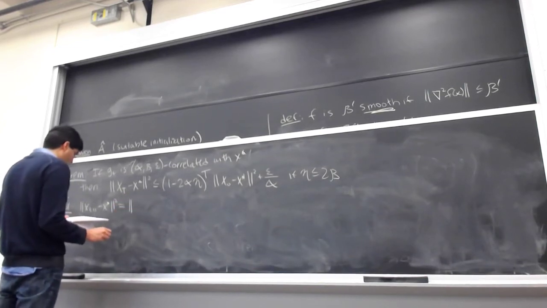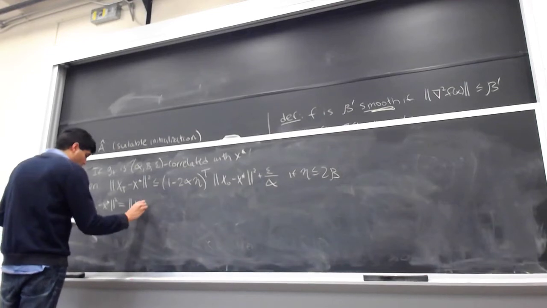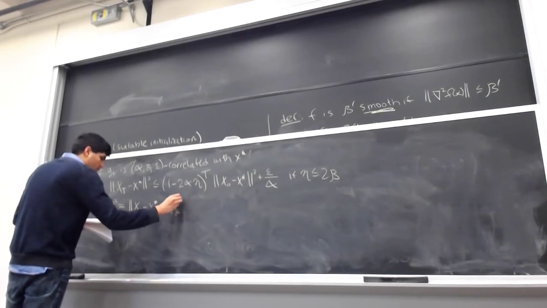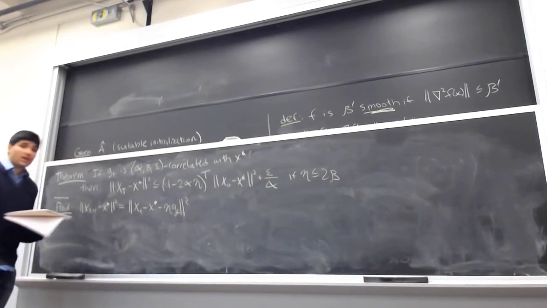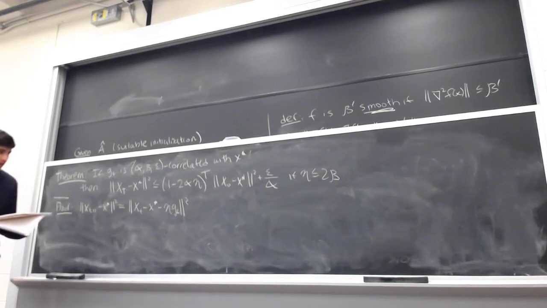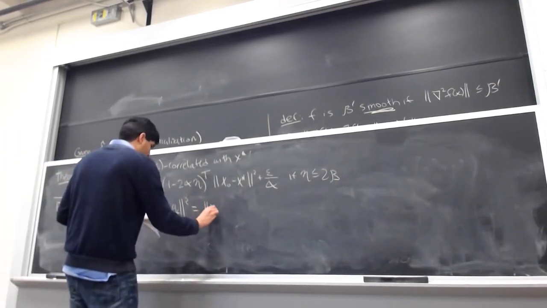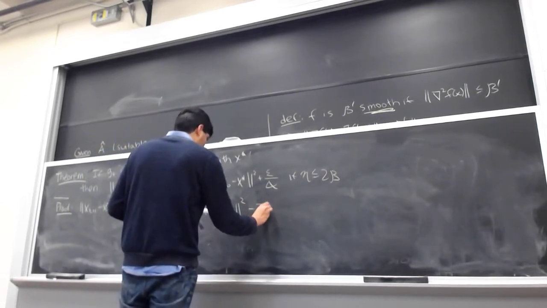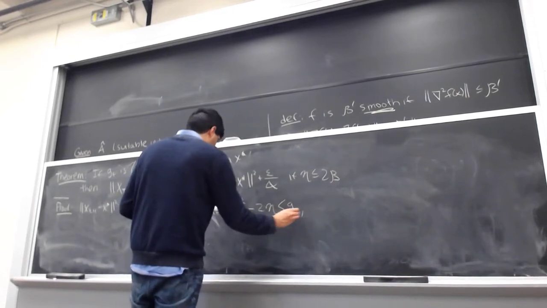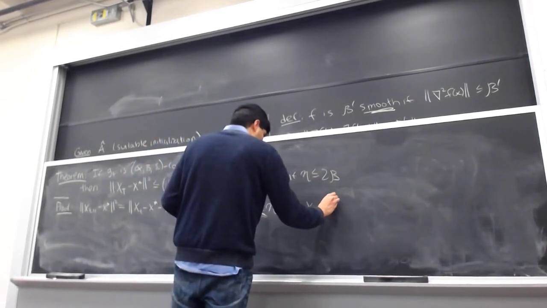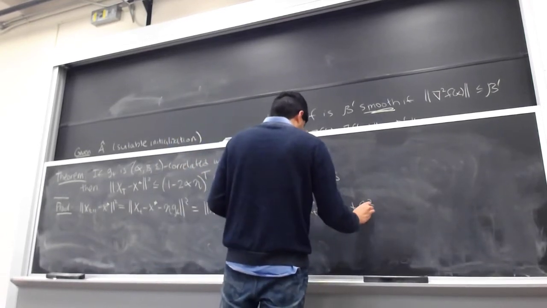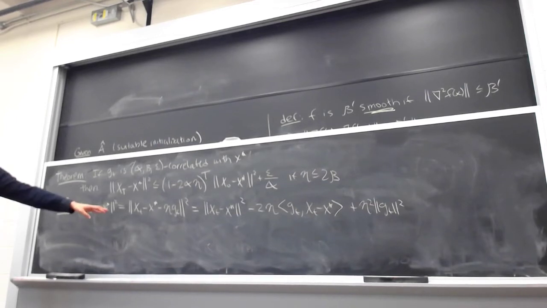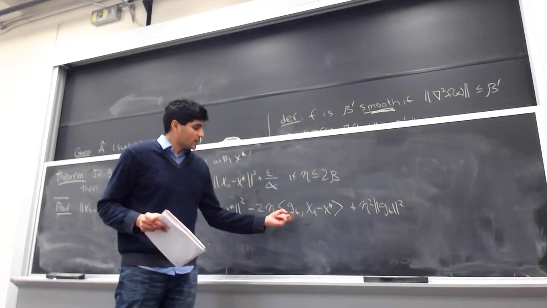So the natural way to do this is just to plug in what x_{t+1} is. And lo and behold, rearranging the terms slightly, we have the norm of x_t minus x star minus eta times g_t squared, because x_t minus eta times g_t is x_{t+1}. And now we can expand out this inner product, and we get the old distance, x_t minus x star squared, minus 2 eta times the inner product between g_t and x_t minus x star, plus eta squared times g_t squared. Just expanding it out, right? Any questions?